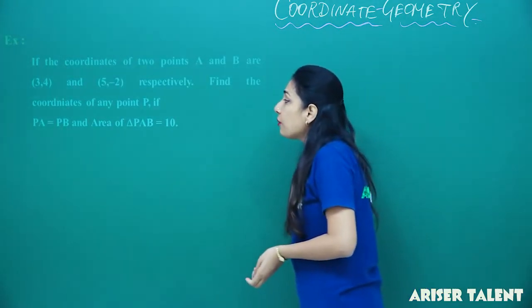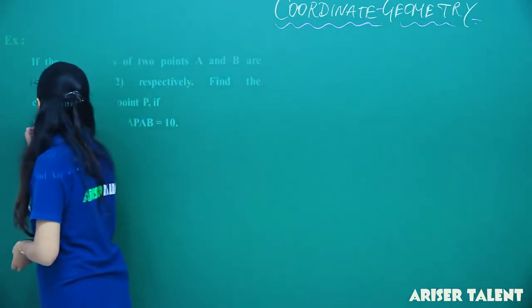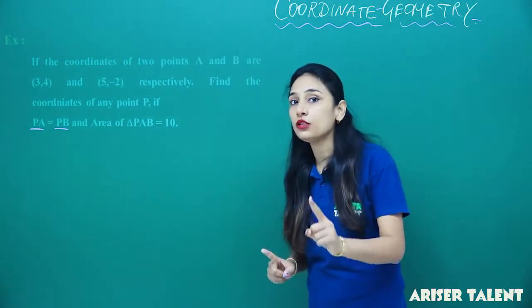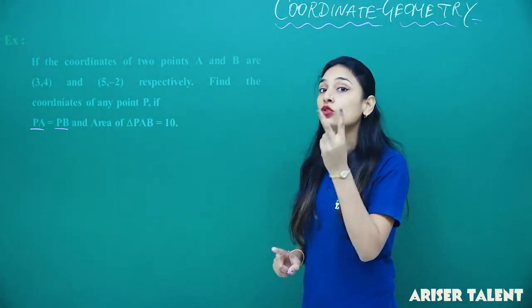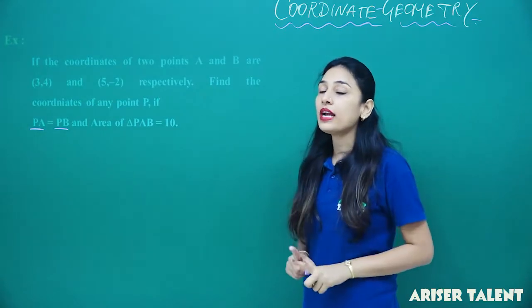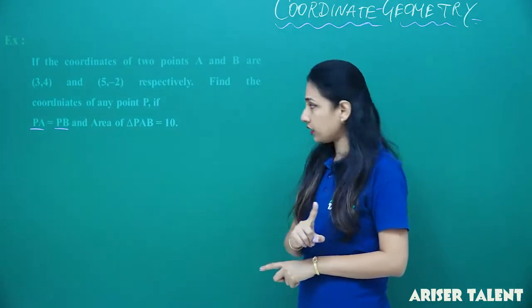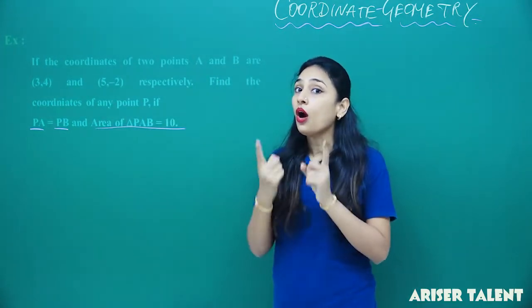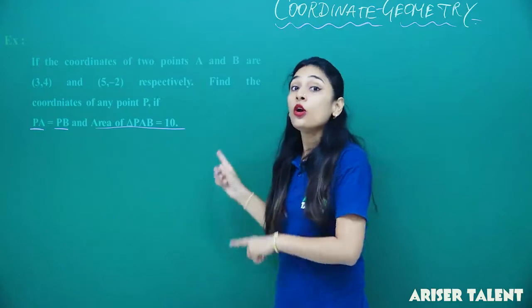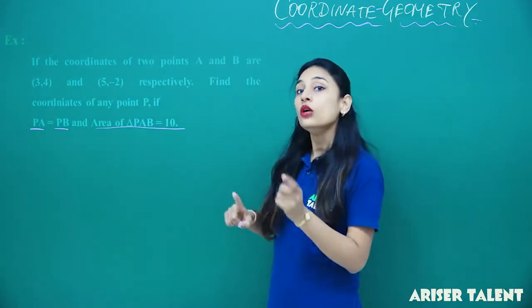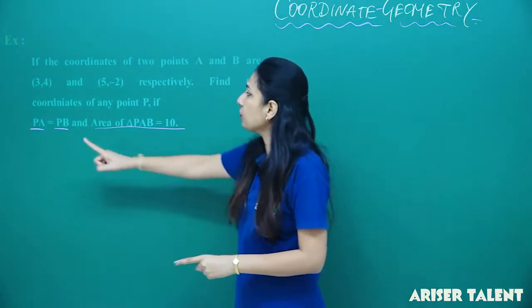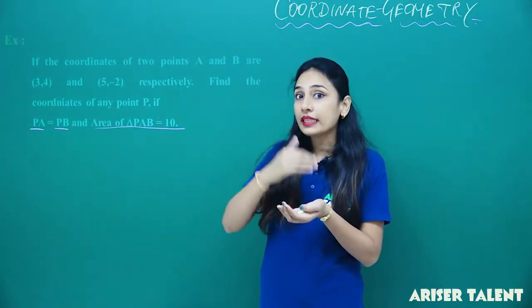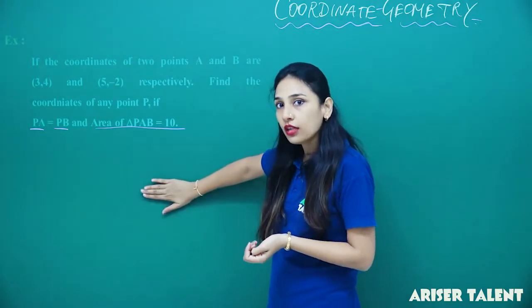Now, two pieces of information are provided: PA equals PB, and what are we talking about? We are talking about a triangle. So, we know if we have two sides equal, then this triangle is an isosceles triangle. First thing. Then second, the area of the triangle is given. Now, we have the formula for the area of a triangle in coordinate geometry, okay? So, we will use that formula and that given information to solve this question. This is the technique by which we will solve this question, okay?